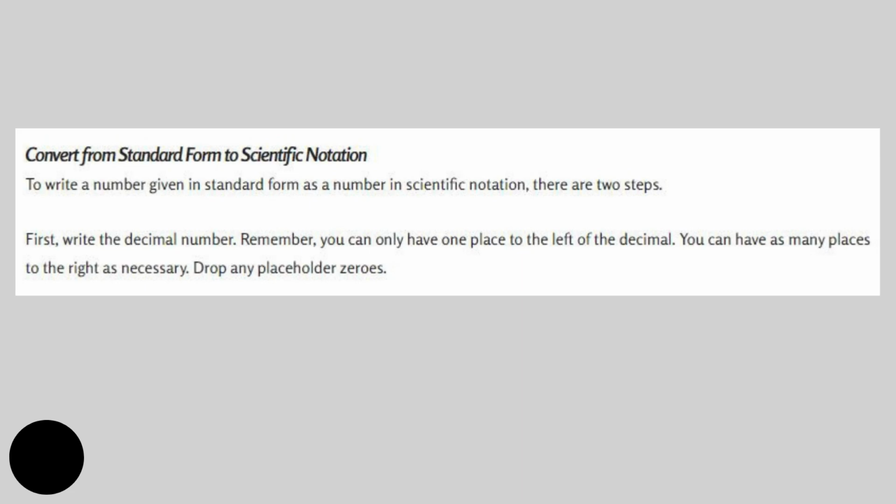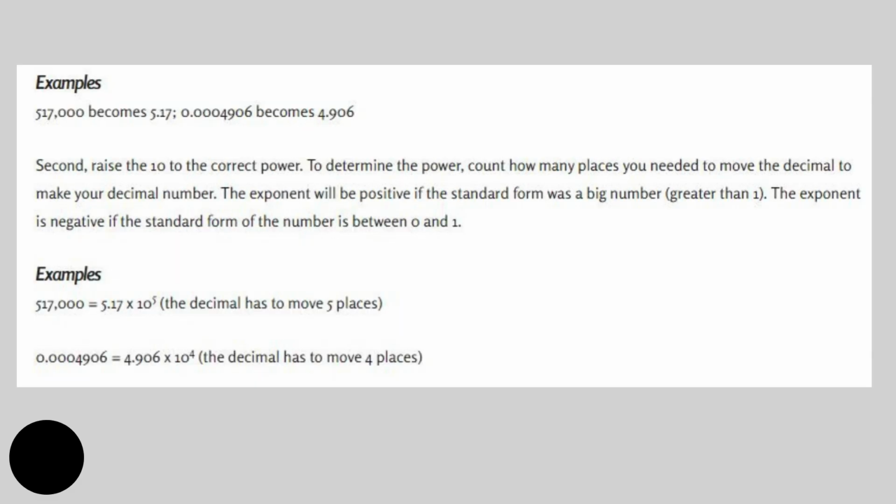Now convert standard form to scientific notation. That means to write a number given in standard form as a number in scientific notation, there are 2 steps. First, write the decimal number. Remember, you can only have one place to the left of the decimal. You can have as many places to the right as necessary, and drop any placeholder zeros.